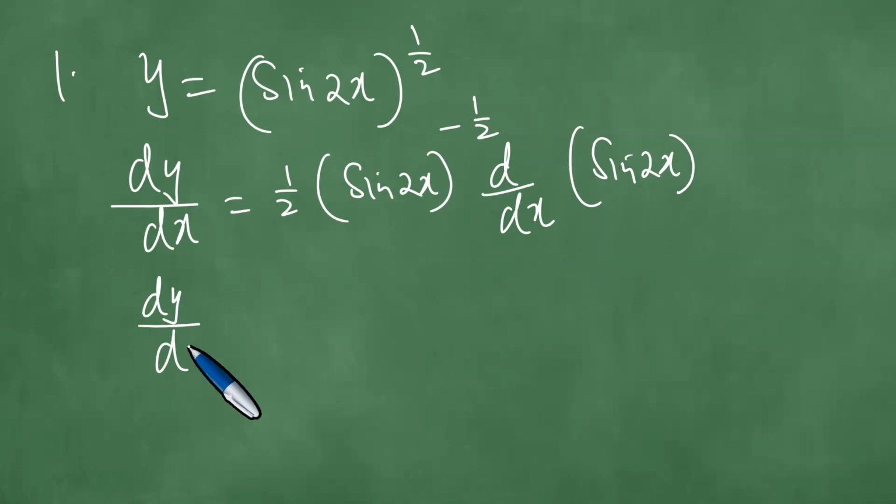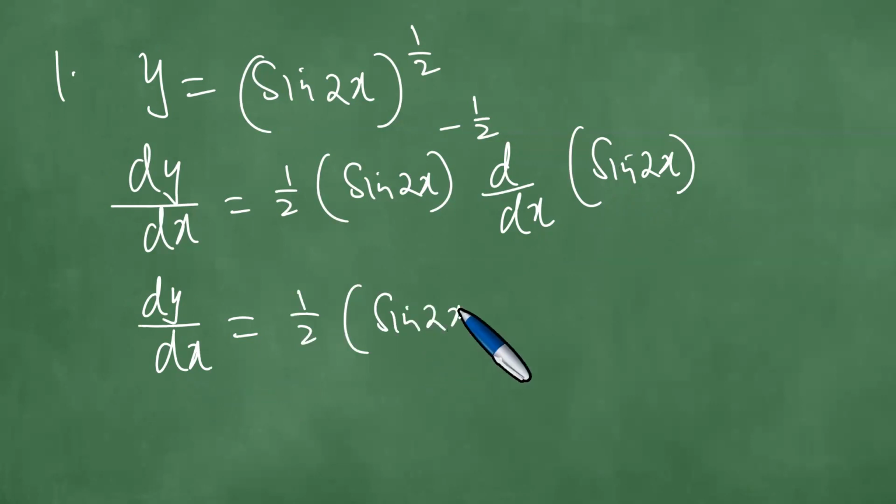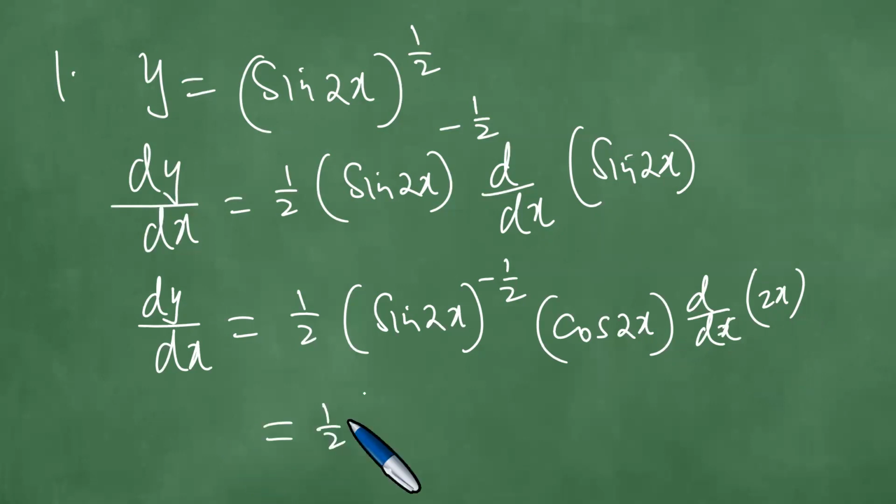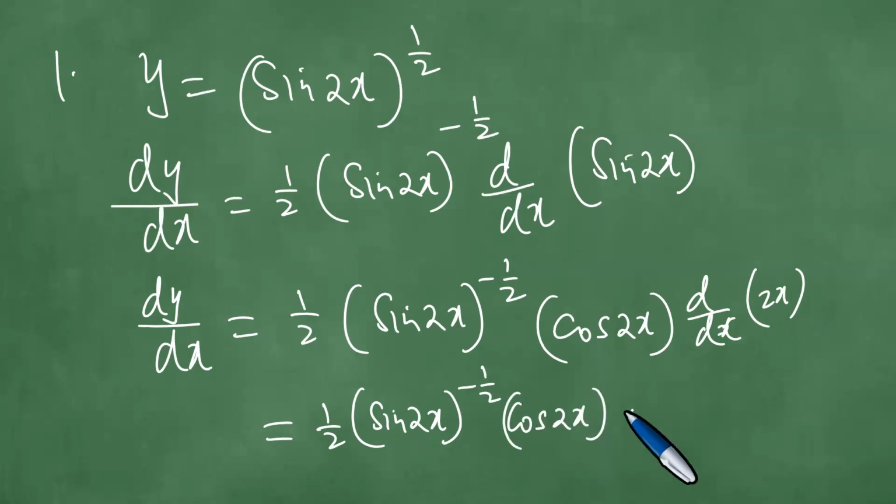So that dy/dx is 1/2 the sine of 2x to the minus 1/2. The derivative of sine is what? Cosine. It's cosine of 2x, and we multiply, therefore, by the derivative of 2x. So in the end, what we're getting is 1/2 times the sine of 2x to the minus 1/2, times the cosine of 2x times 2. And this is the answer.